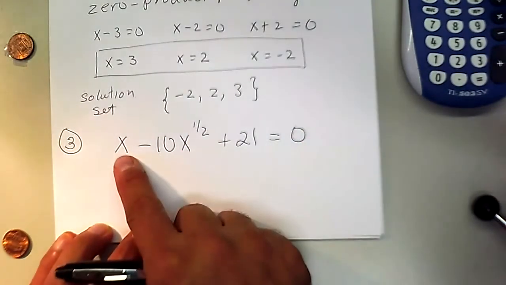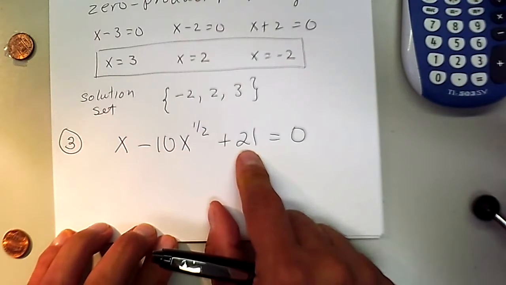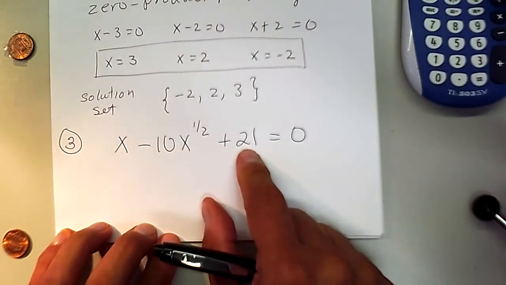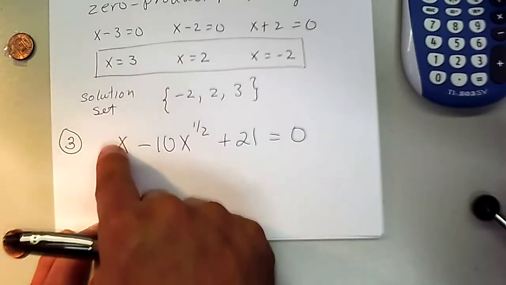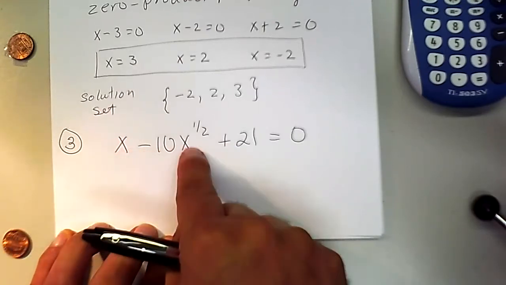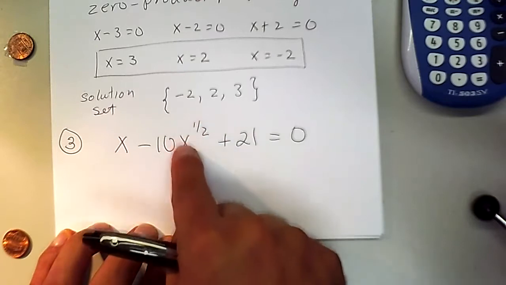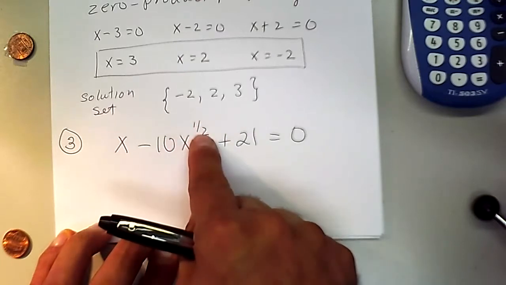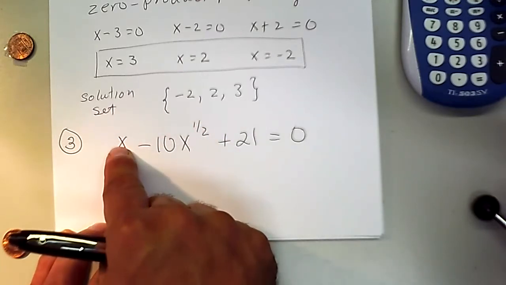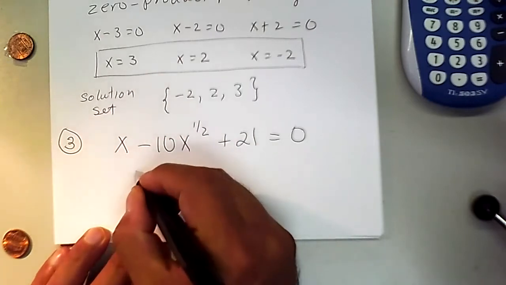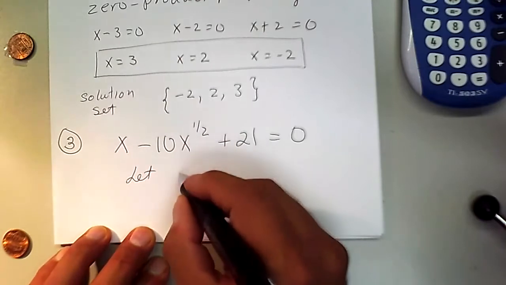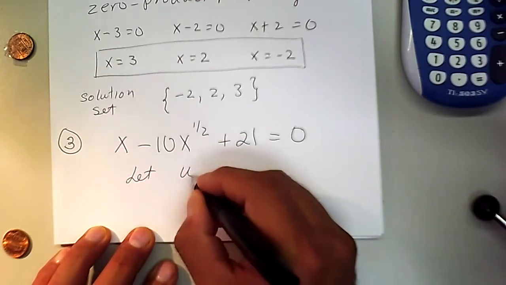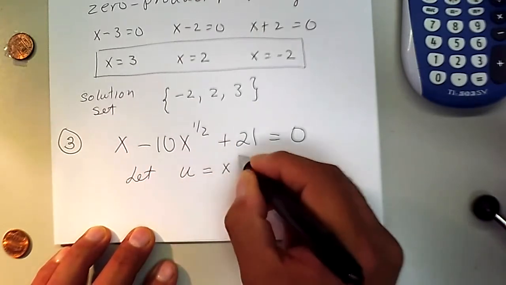Okay, so we notice that we have 3 terms. So right off the top, we're thinking maybe this is quadratic. We got 2 terms that have a variable, and this term has the square of that. Because if we square x to the 1/2, then we end up with x. Okay, so instead of writing assume, we can write down let u be x to the 1/2.